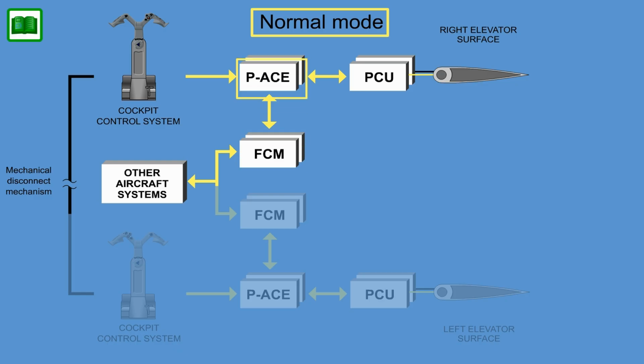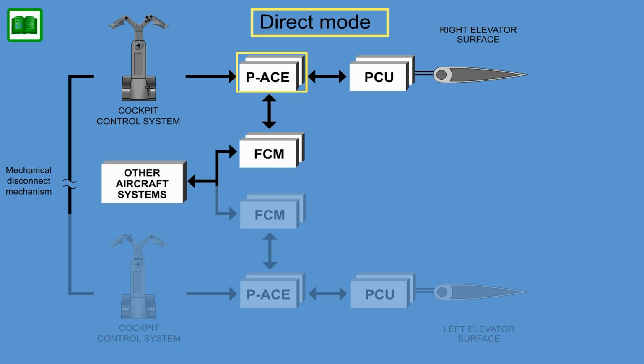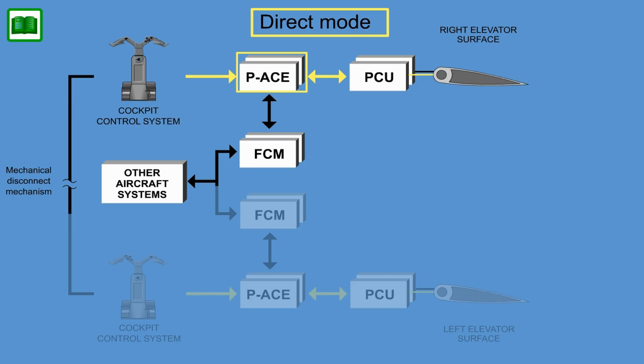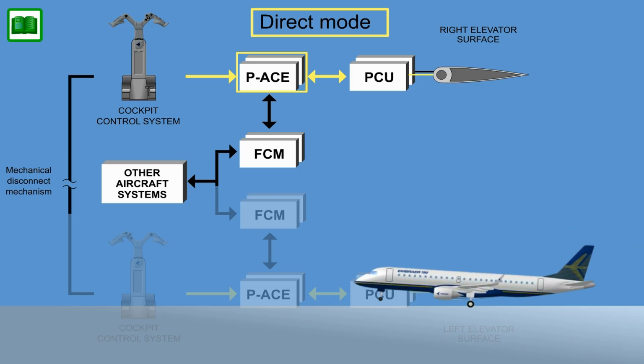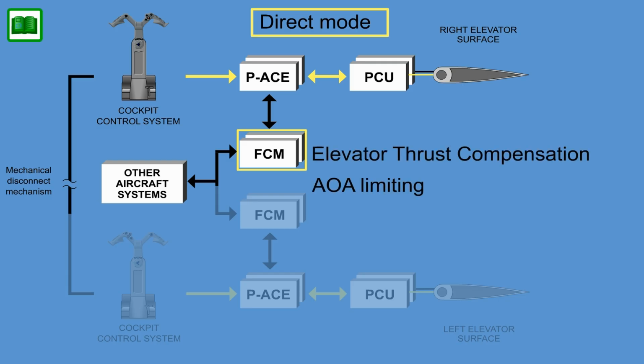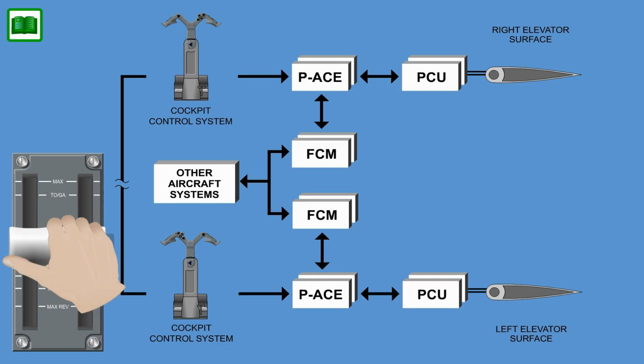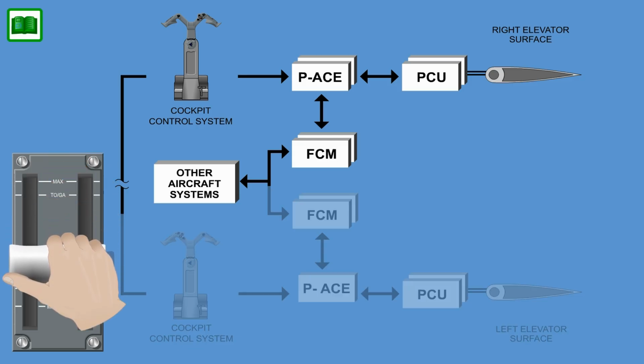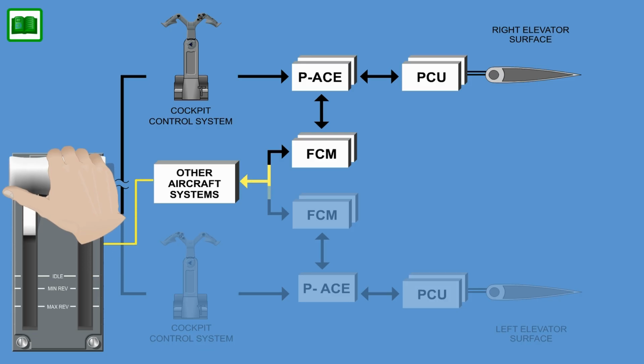and the associated primary ACE reverts into direct mode, using a fixed gain for flap slat retracted and a different fixed gain for flap slat extended to ensure aircraft controllability. The flight control module functions like elevator thrust compensation and angle of attack limiting are then no longer available. The elevator thrust compensation function, ETC, helps to reduce the pilot workload by applying elevator commands to reduce the pitching moment produced by increasing or decreasing engine thrust.